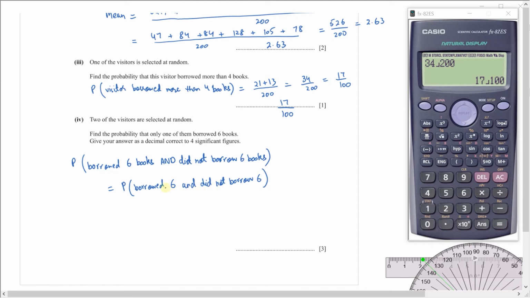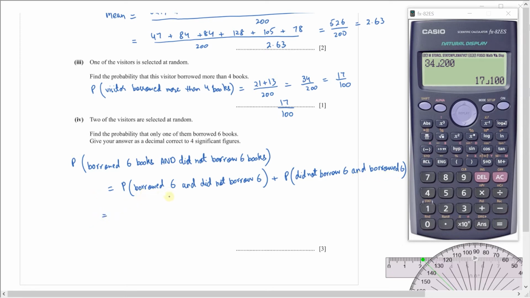This is how you can end up with one person who borrowed 6. But you can also have this one selected first. So the first person that you select did not borrow 6 books, and the second one that you select borrowed 6. So these are the two possible ways in which you can select two persons and only one of them has borrowed 6. If the first one borrowed 6 and the second one that you pick did not borrow 6, or if the first one did not borrow 6, then the second that you select borrowed 6.